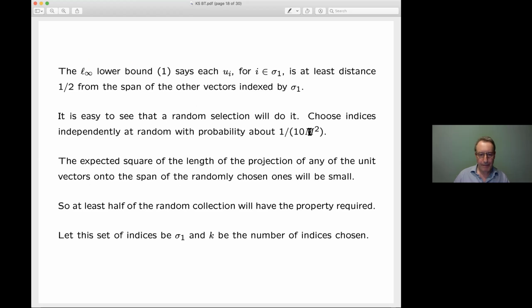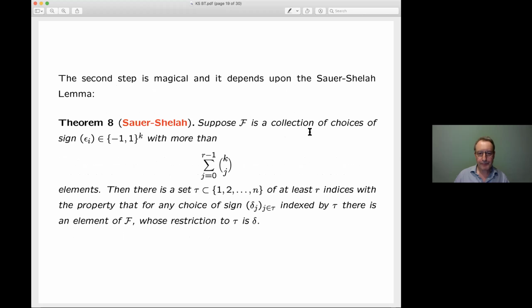The second step is not so easy. It's, as I say, rather magical, and it depends on the Sauer-Shelah lemma, which I'll restate here. So suppose you've got a collection of choices of sign. Now, Sauer-Shelah is often stated for subsets, but I want it for signs, so it's completely equivalent. I'm just looking at the set of ones. If I were talking about a subset, I'd be talking about the subset consisting of the indices for which I get a 1 here rather than a -1.